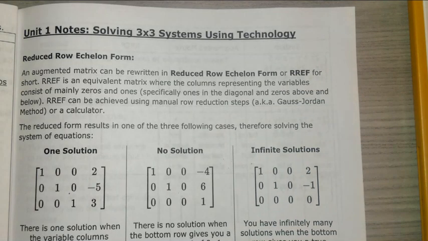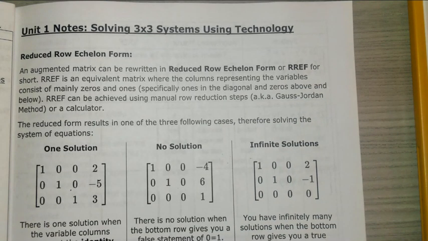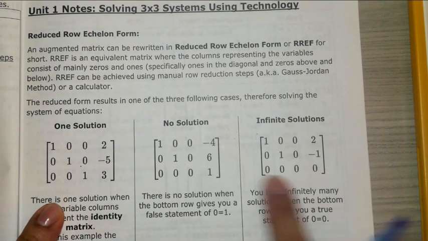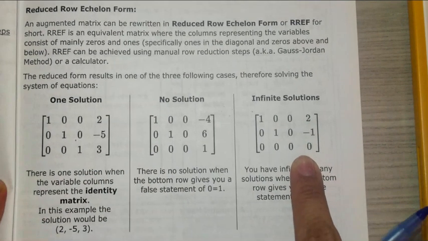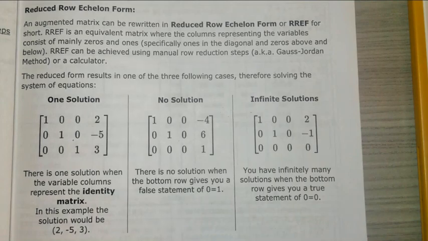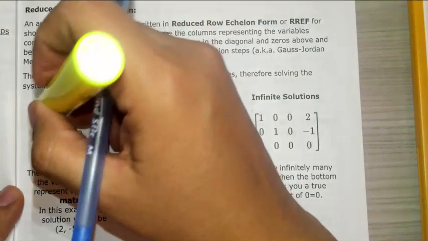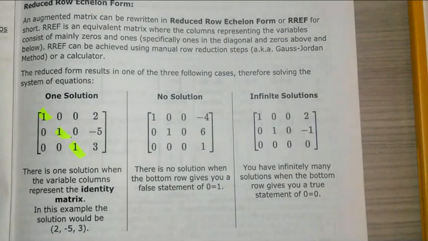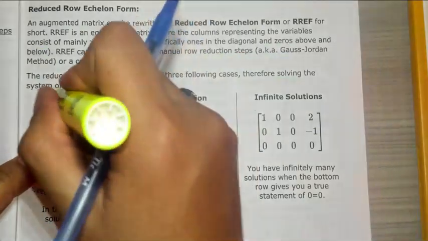It's a program that the calculator has, and it will do the work for you, but you just need to interpret the answers along with making sure you type them correctly. There are three different ways that you're going to get the answers. There are the diagonal ones across, 1, 1, 1, and that will be whenever you have one solution.